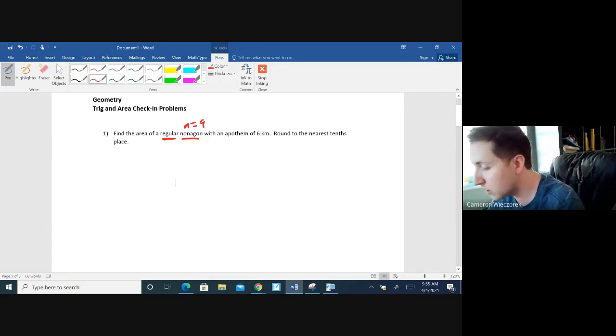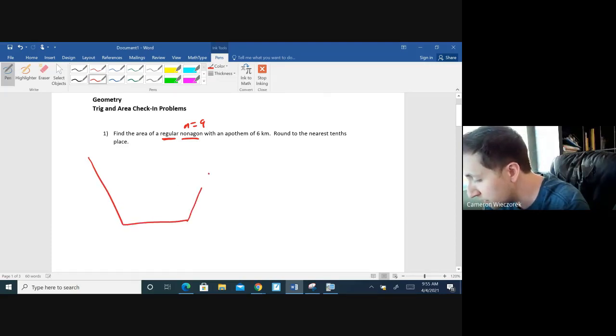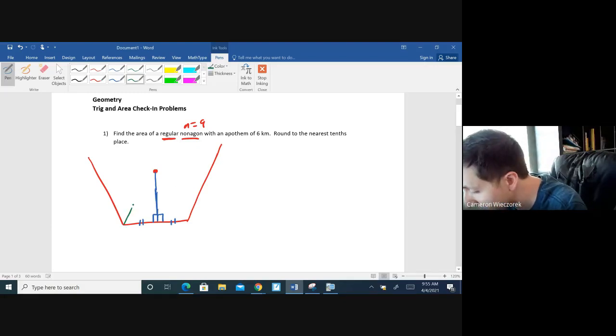You do not need to draw the entire nonagon. We've seen this trick before. Just draw part of it, because really you're going to be analyzing one of the triangles to get what you need. So I'm going to start by drawing the center of my polygon. The apothem, remember, is a perpendicular segment that goes from the center. You drop it straight down at a right angle until it hits the side of the shape, and it splits it in half.